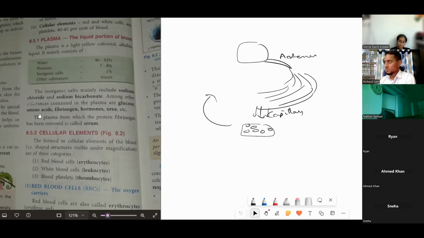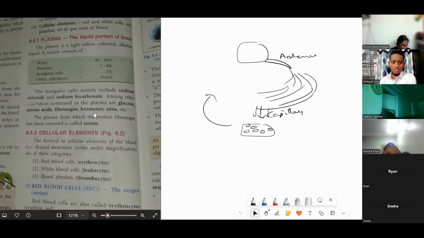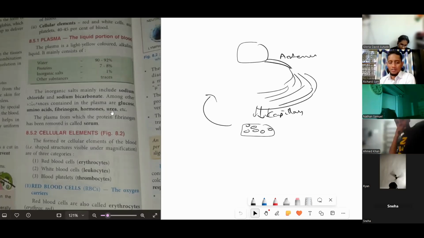Carbohydrates. Amino acids are from proteins. Fibrinogen helps in clotting of the blood. Hormones from the endocrine glands. And urea is a waste product that is drained out by the kidney. Urea is one of the nitrogenous wastes.